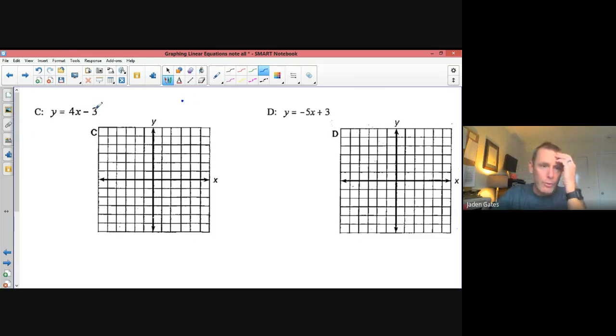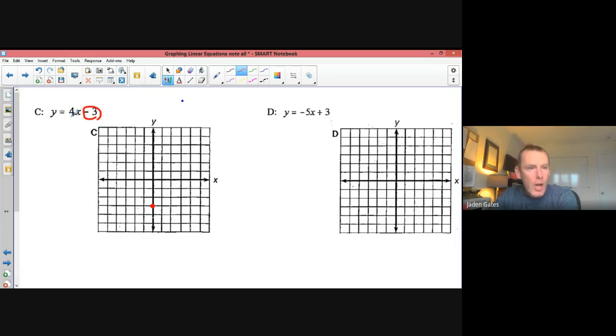All right, let's try a couple more of those different scenarios. I have y equals 4x minus 3. All right, so again, there's my y-intercept. It's at -3 this time, so I'm going to go down 3 on the y-axis. And there's my dot. Now, see the slope is only 4.